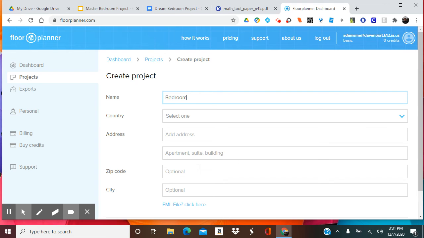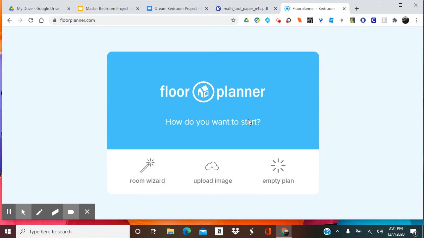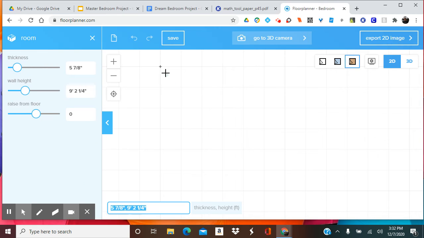Right, so you don't really have to fill any of this out. You're just going to start a project. With this, you're going to take your drawing and create your room. So you can start with an empty plan. You can draw the room or draw a wall. If your room is square, it's going to be easier to draw the room.